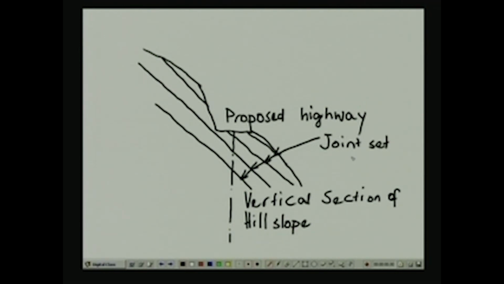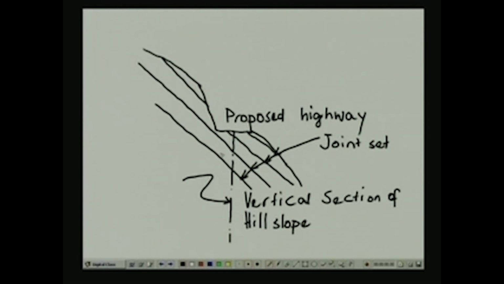If you have got this type of joint set, and your proposed investigation of drilling through bedrock is only along the highway center line, then you won't be able to see what the dip of the joint is as you move laterally from the center line of the proposed highway.